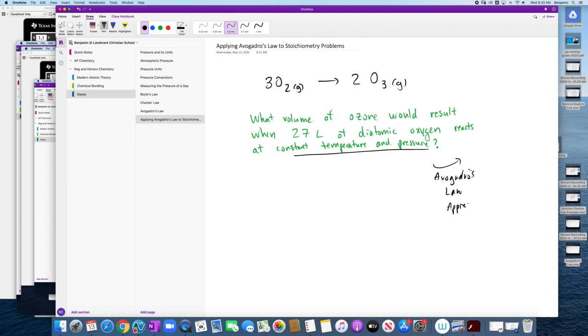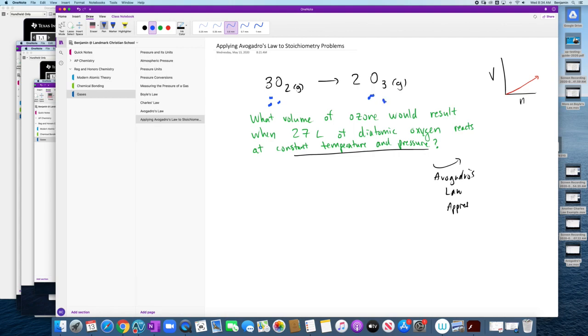And what that means is we're going to have a different volume when we have a different number of moles. There is a directly proportional relationship between those two variables. So more moles, more volume, less moles, less volume. Let's look at what's actually happening in this chemical reaction on the molecule level. 3 diatomic molecules of oxygen join up to make 2 molecules of ozone.